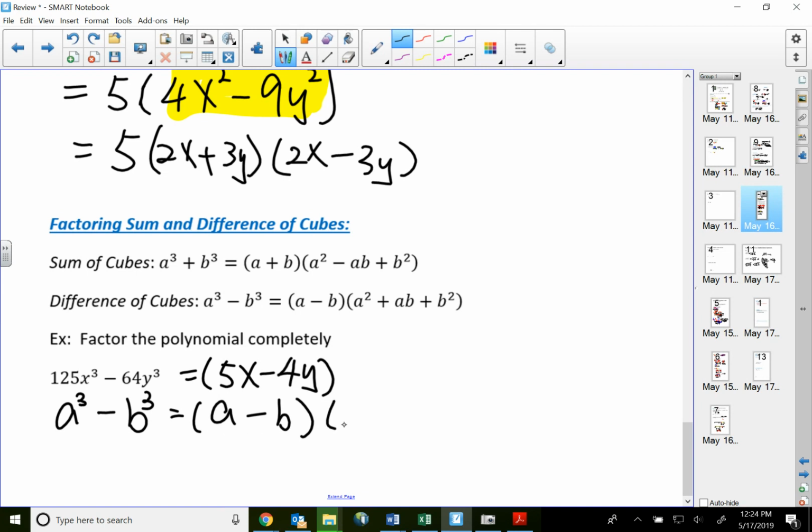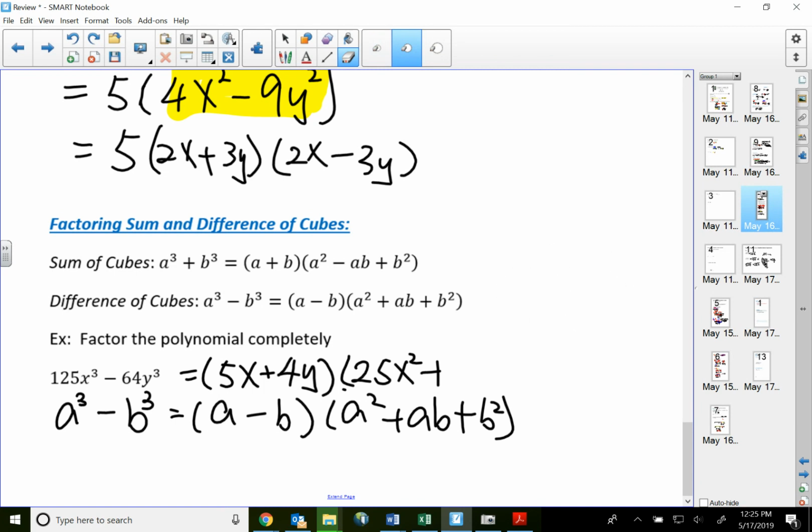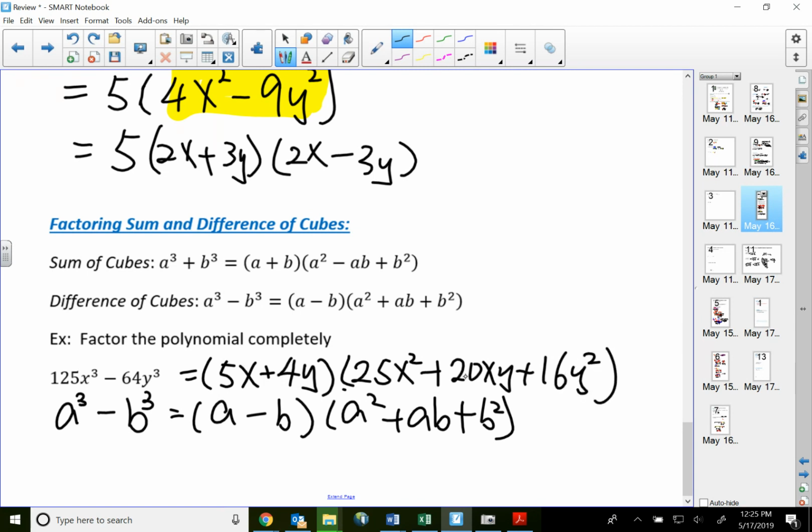So my answer should look like a minus b times a squared plus ab plus b squared. For my problem, it would be 5x minus 4y times my a squared, which is 25x squared. Why is that? My a, the whole thing squared. This is actually the power rule, so I'm basically doing the power rule without writing it out. 5 squared is 25, x squared is x squared. Plus, the next term should be my a times my b, which will be 20xy. My last term will be my b, the whole thing squared, which will give me 16y squared. So all that is my answer.